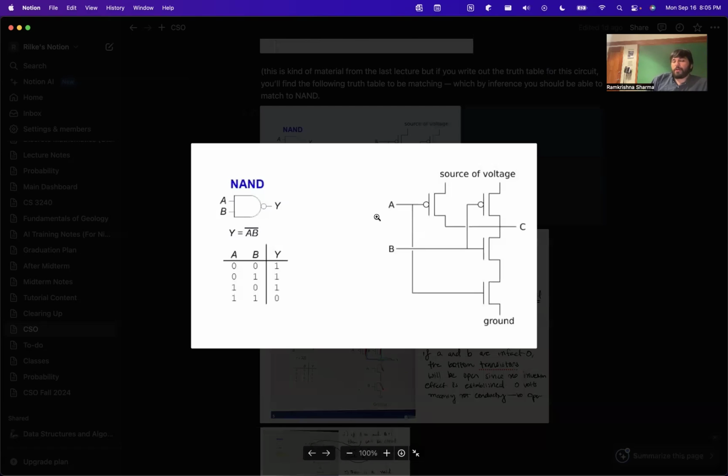Again, you go through, you create the truth table, and then you essentially get the logical gate.